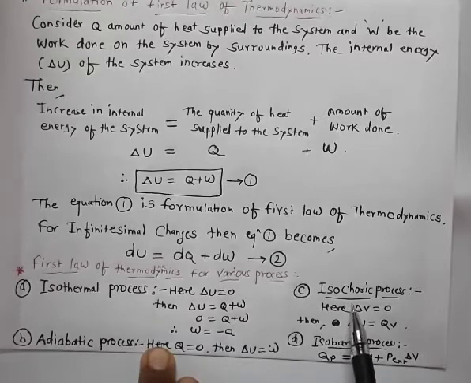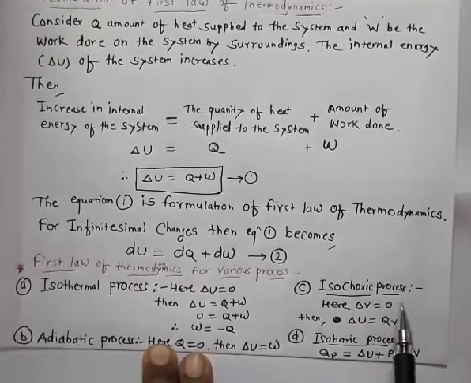Now number three, the isochoric process. In the isochoric process the volume remains constant, so delta V is equal to 0. Putting the values in equation 1, you get delta U is equal to Q. That means the amount of heat supplied at constant volume is equal to the change in internal energy in the isochoric process.